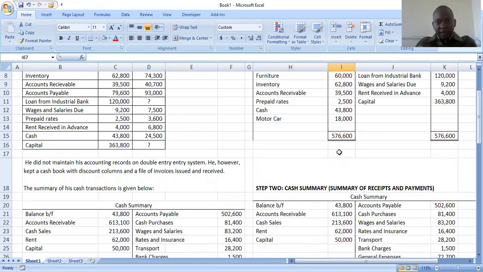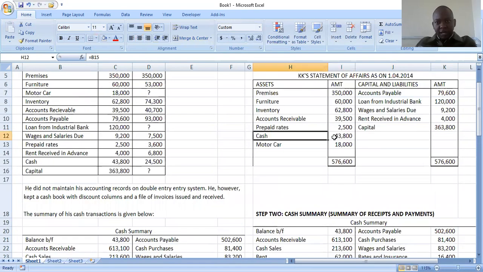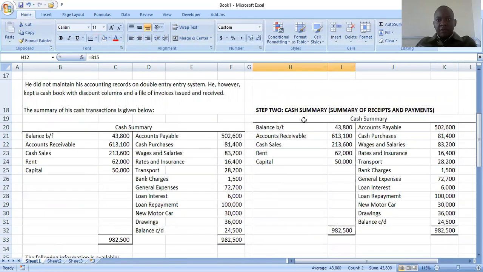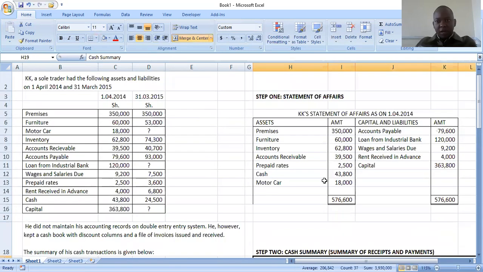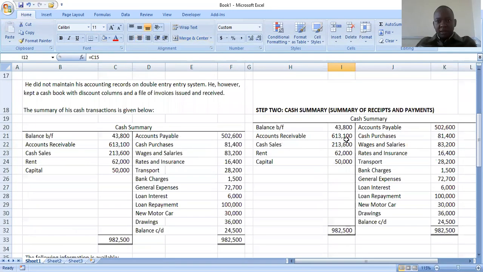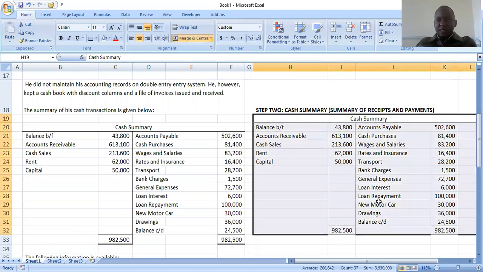Then the other account to open is cash account. So cash account is already captured in the cash summary. And as you can see, the balance brought forward for cash account is 3,800. And the same case we have in the cash summary, 3,800. So the cash summary has already been prepared for us. So you don't have now to prepare another cash account. It's already shown. It's already in step 2.